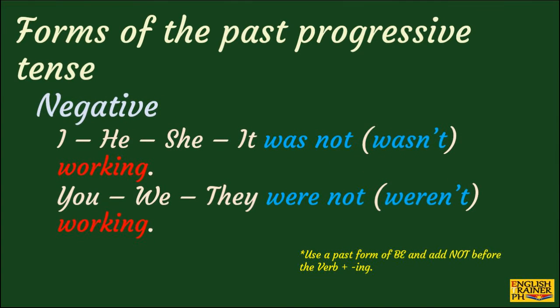To form the negative, all we need to do is to add not after our auxiliary verb was or were. So, he was not working, or we were not working. The contraction for the negative would be wasn't, and for the plurals and you, it will be weren't.